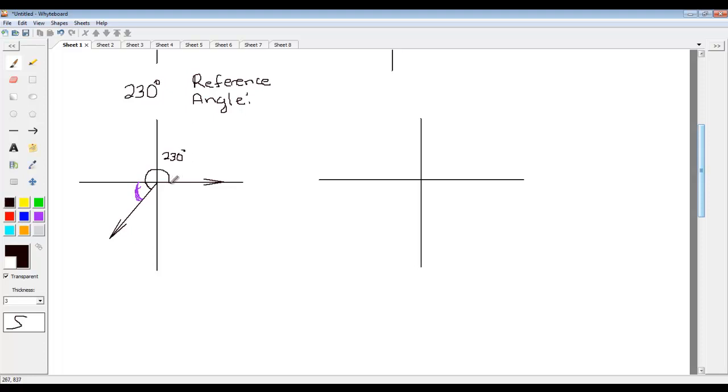Well, you've already gone 180 here, and then you're trying to figure out what this extra is to the terminal side. So you take the 230 degrees, subtract this 180, and that'll help you see what's left over. You get 50 degrees left over. So this reference angle is 50 degrees.